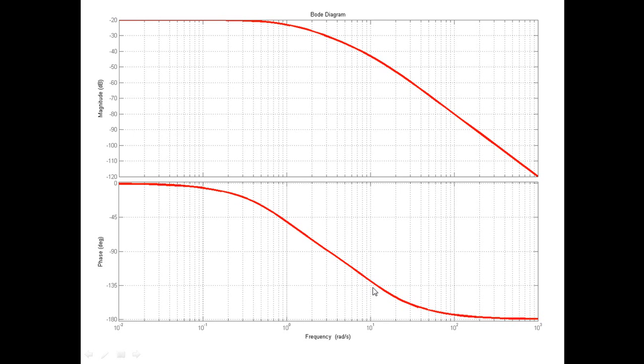But here is the very actual line, and in your exam you just need to plot the asymptotes and a very rough estimation of the plots, both in magnitude and phase angle.